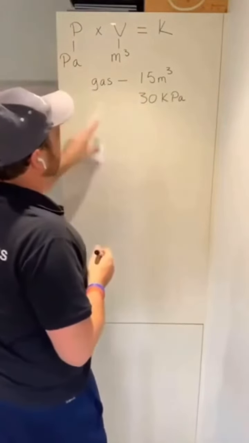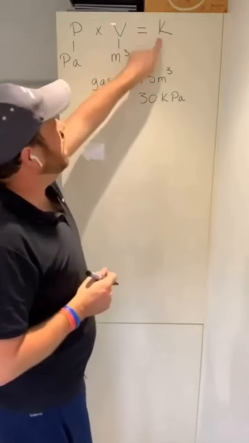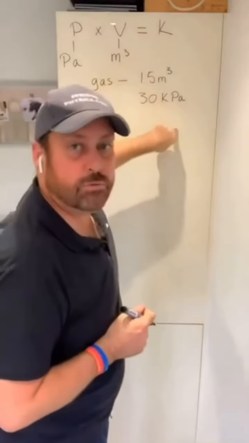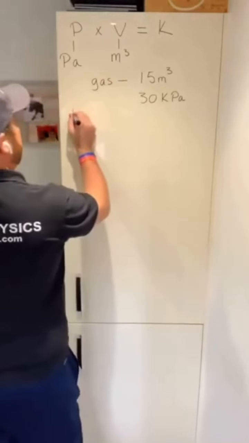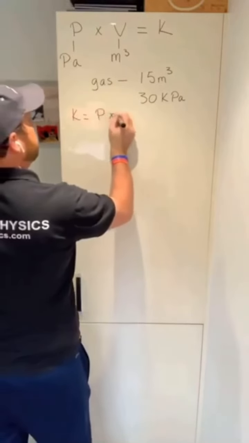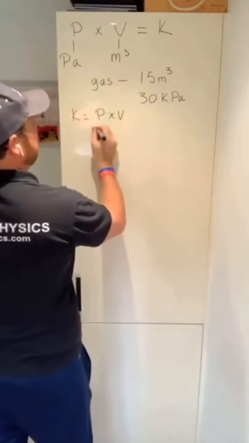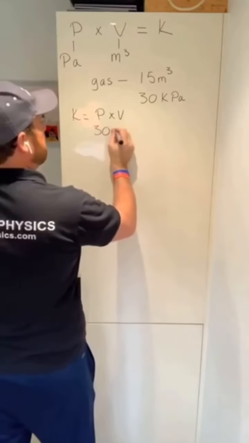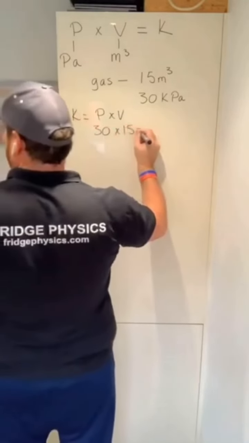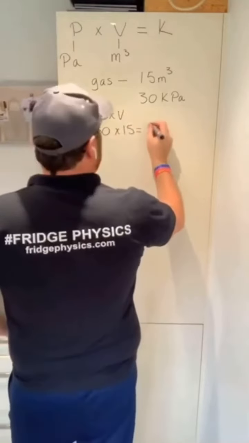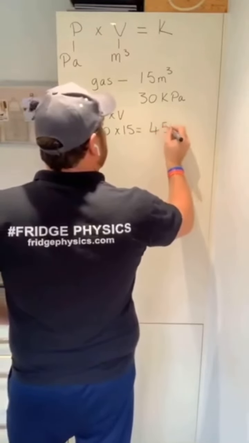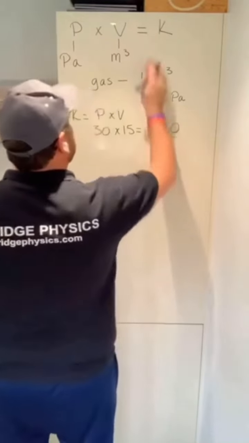So the first thing I'm going to do is I'm going to work out what K is, what the constant is for this setup. So K is going to be P times by V. So P is 30 times by 15, which equals 450. So this is our constant K.